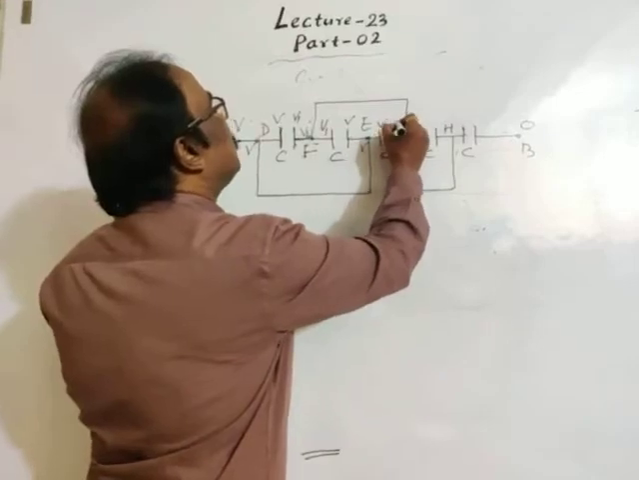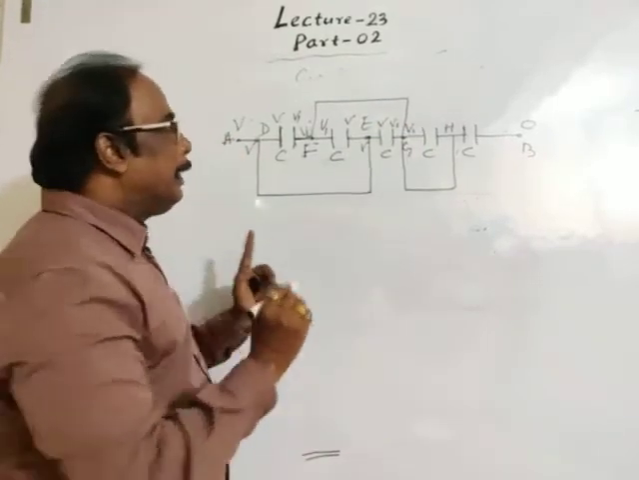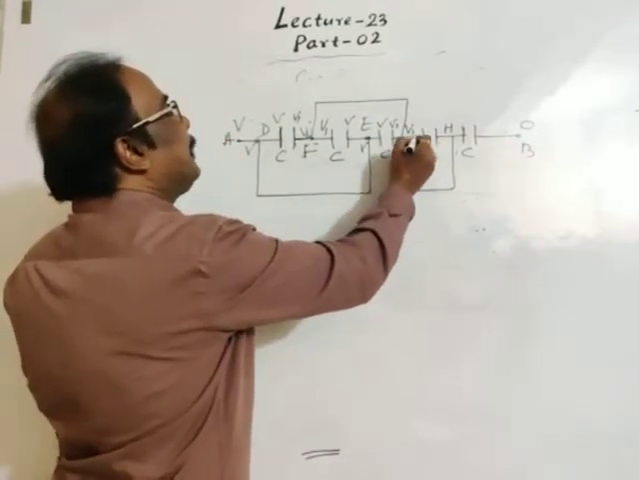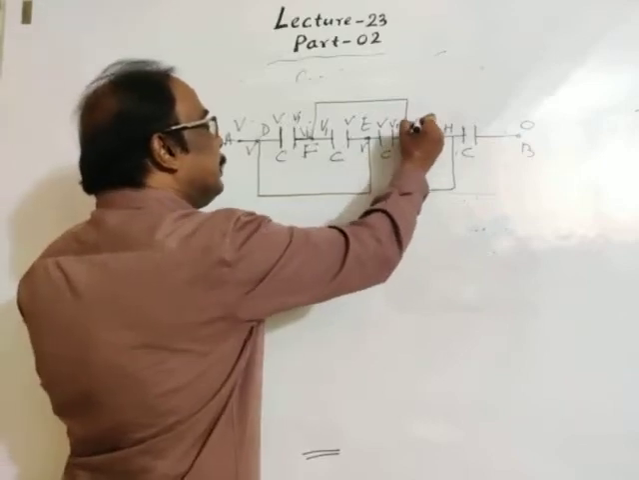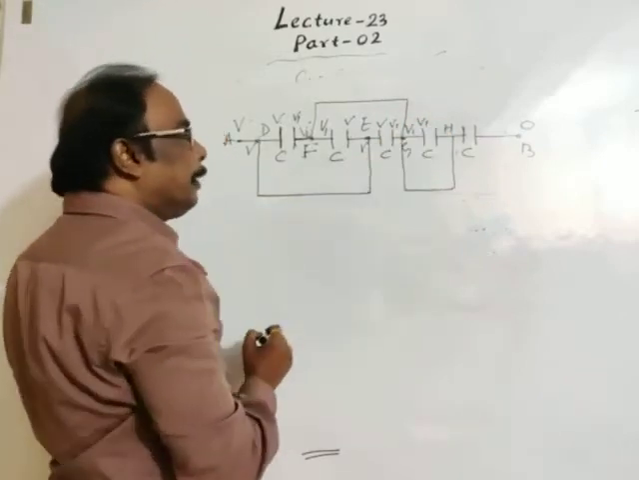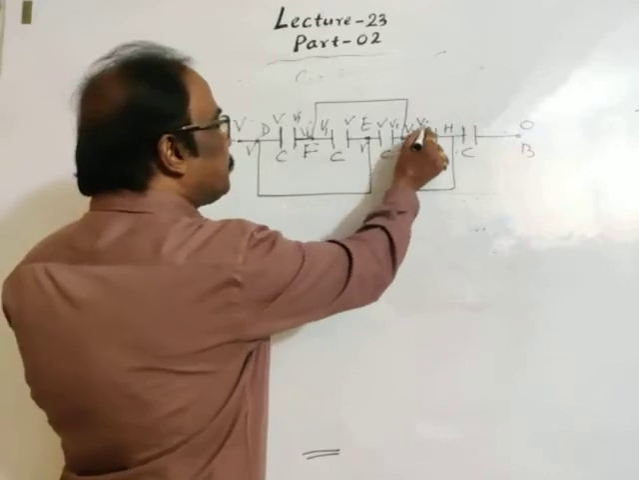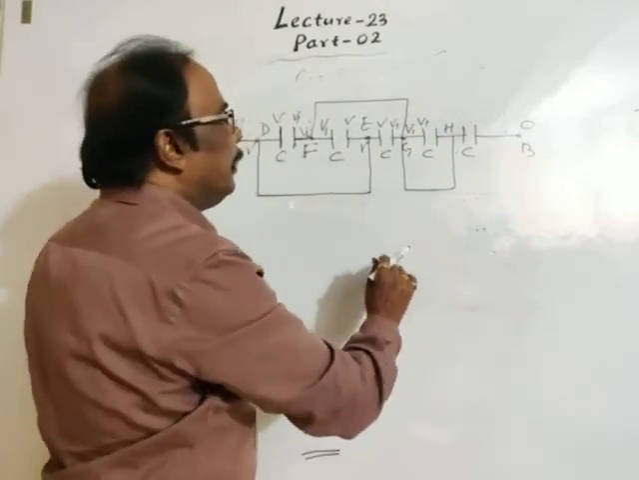So the potential of this plate is V1. Then again, this plate is connected to point G, so the potential of this plate is V1.